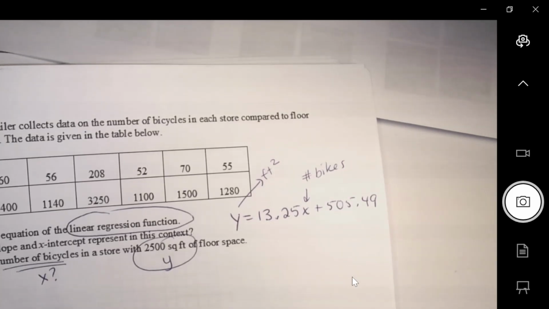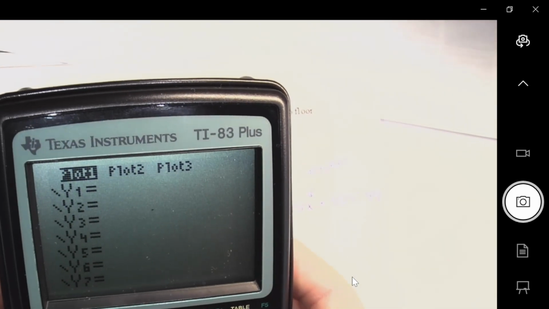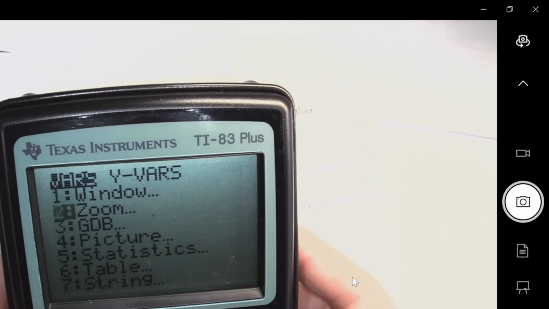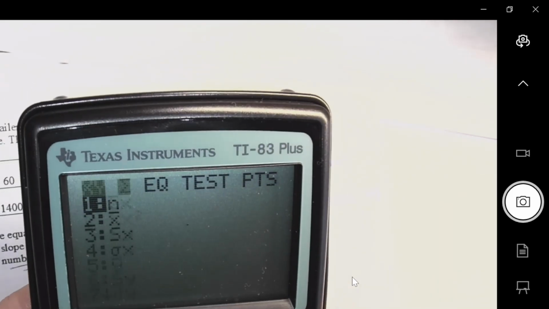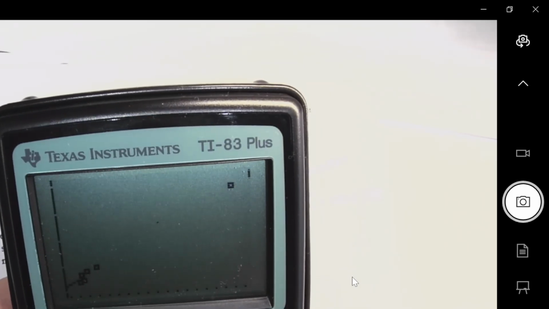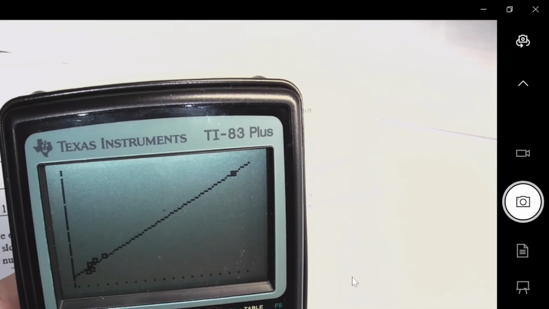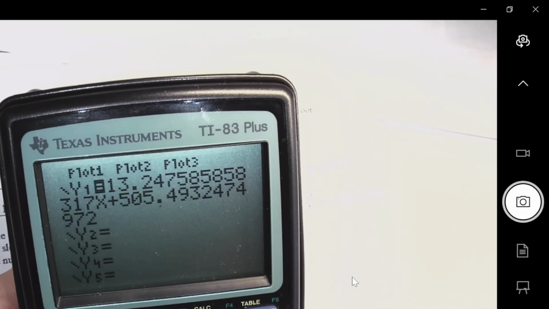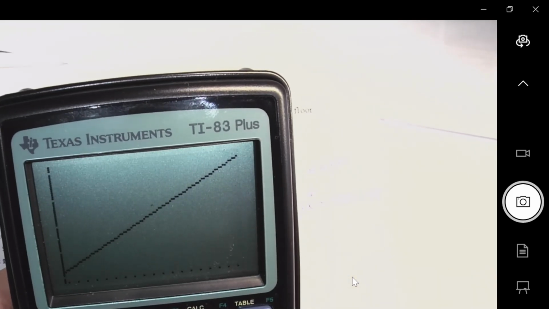Okay, ready for more calculator stuff? Go to y equals. Hit vars, stats, to equation, regular equation, and it's in there. You can graph it to see if it matches your points. Go back, deactivate your plot. You don't want your plot on anymore, so you want those dots gone.